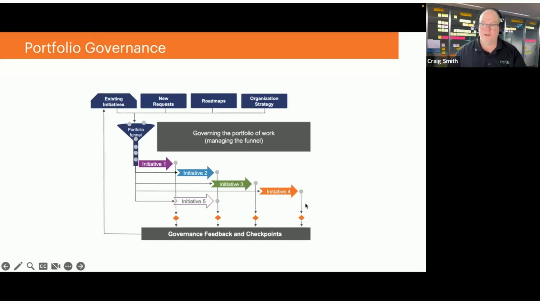So if you see here initiative 1 through to 4, imagine that was traditionally a large piece of work, say a 12-month project. How do we actually take that and break it down into something that gives us an outcome at the most every quarter?